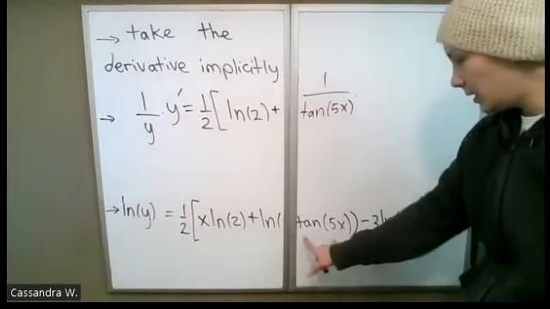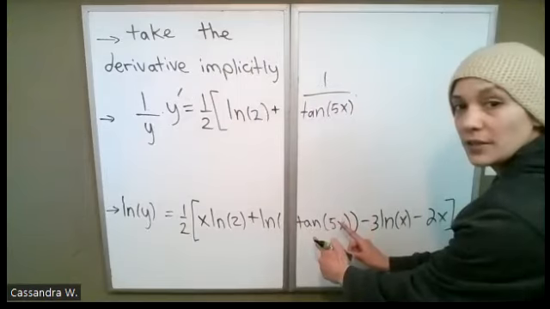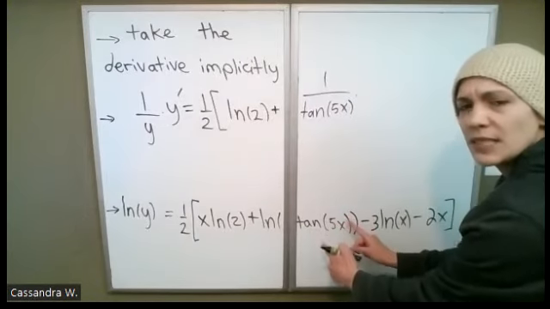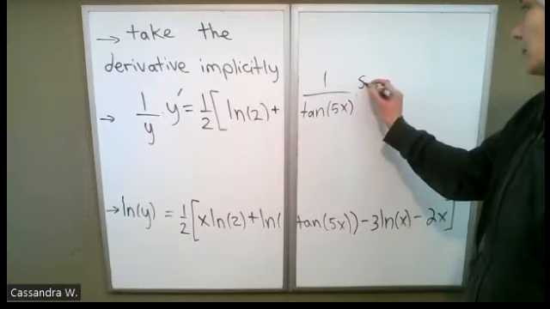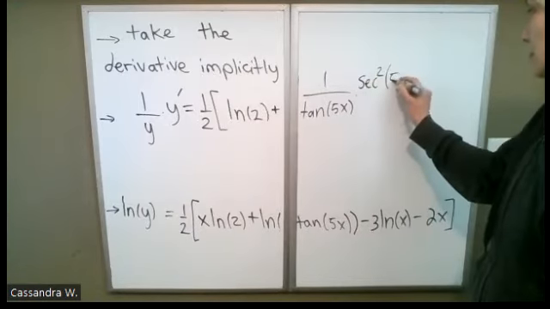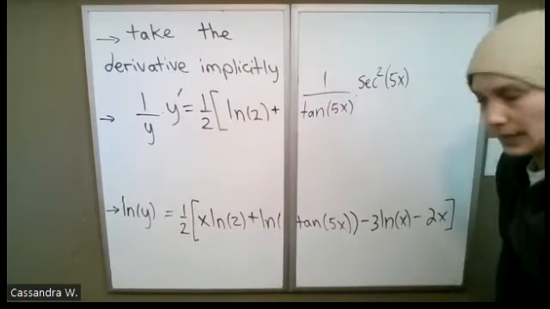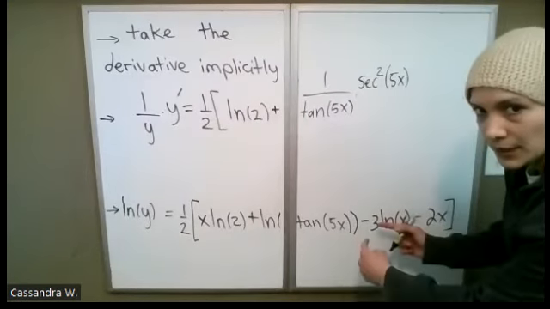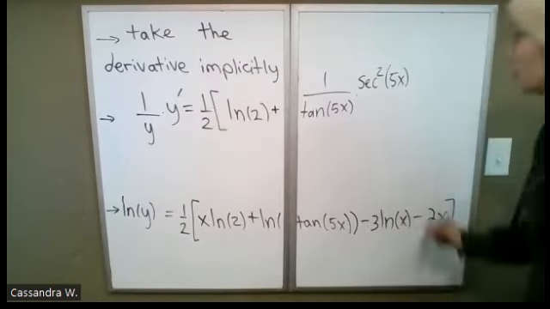Okay, then go in through these parentheses, take the derivative of tangent of 5x, which would be secant squared of 5x. Okay, and you've got to go even further in and multiply with the derivative of 5x, which would be 5.